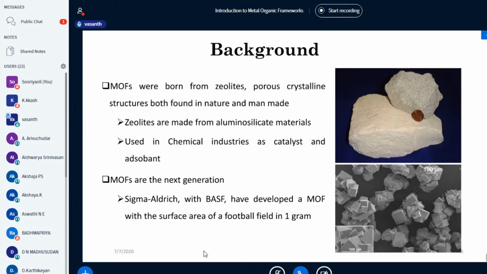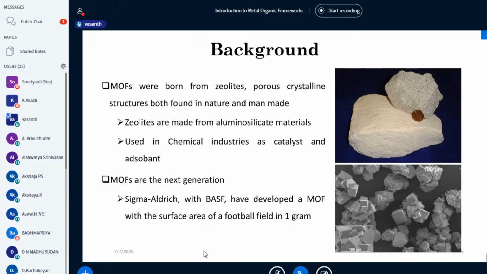Metal organic frameworks are born from zeolites. Zeolites are already existing porous crystalline substrates, present in nature as well as man-made. The general form of zeolites is aluminosilicates, where aluminium and silicates form together to make porous three-dimensional polymers, which are used mainly in chemical industries as catalysts and as absorbents. We would have come across zeolites in many forms, but no one knows it is a zeolite. Metal organic frameworks are the next generation zeolites, with a very high surface area compared to zeolites.